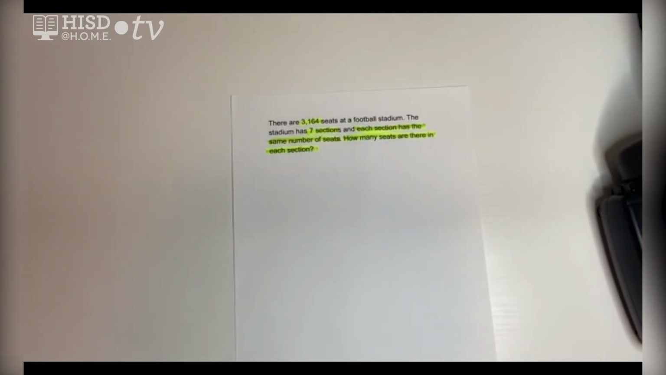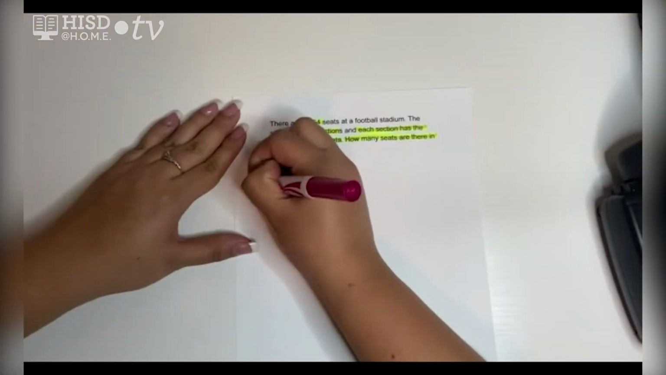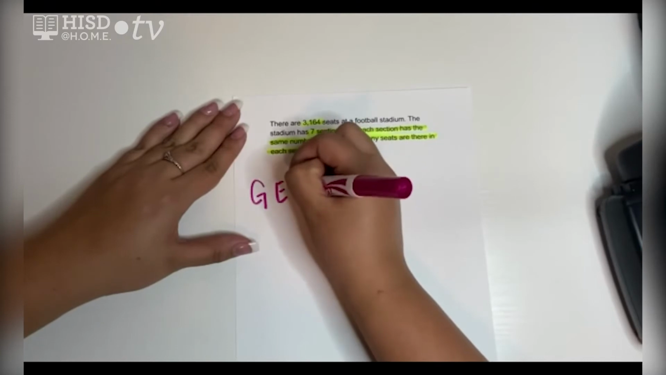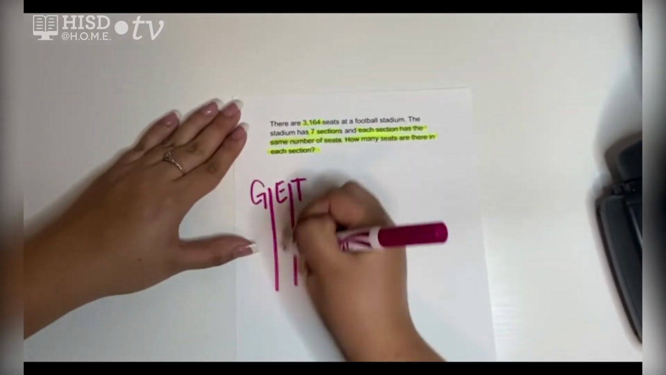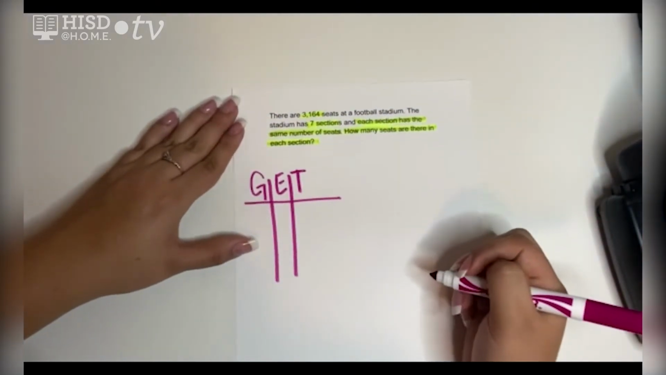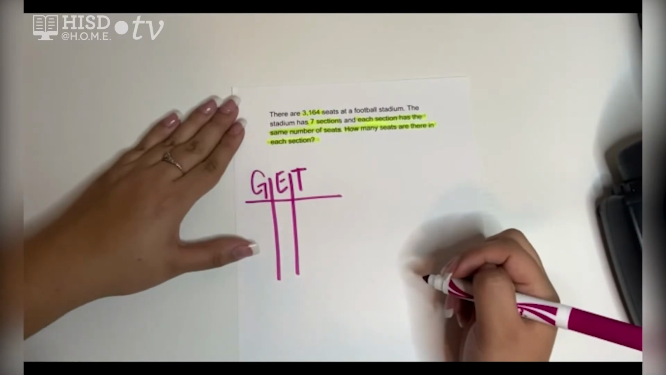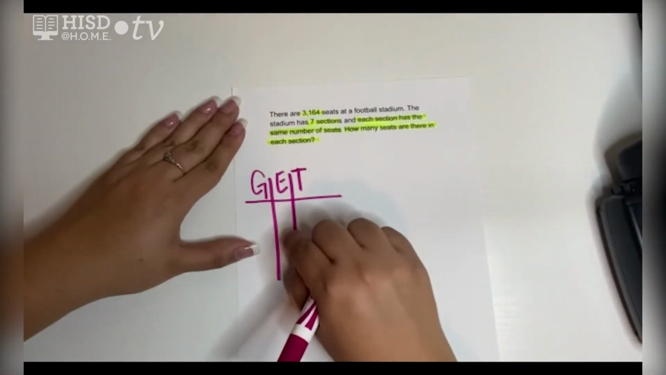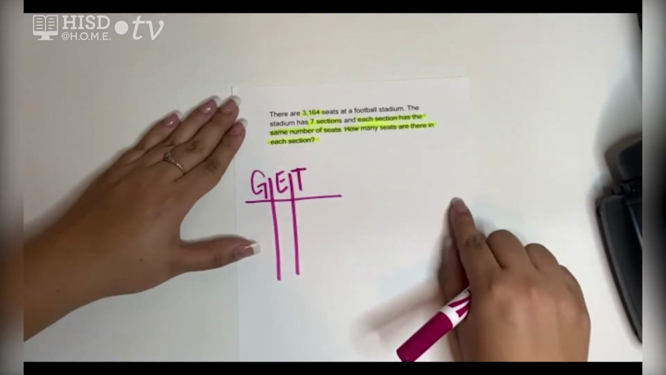So let's go ahead now, 4th graders, and fill in our GET. All of today's videos have to do with division, right? But it's super important to get into the habit of filling out our GET chart because, guys, when we have a test question and we don't know if we have to multiply or divide, we can just go to our GET chart and fill it in that way.